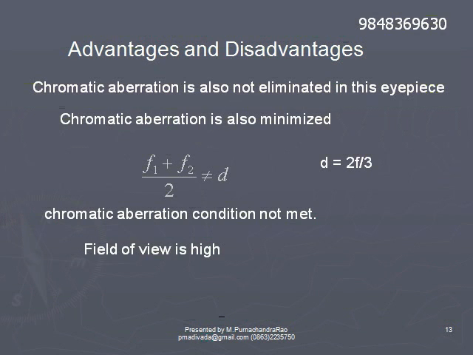Though the condition (f1 + f2)/2 is not equal to d in this eyepiece, this aberration is also minimized. Another advantage of this eyepiece is that the field of view is very, very high.